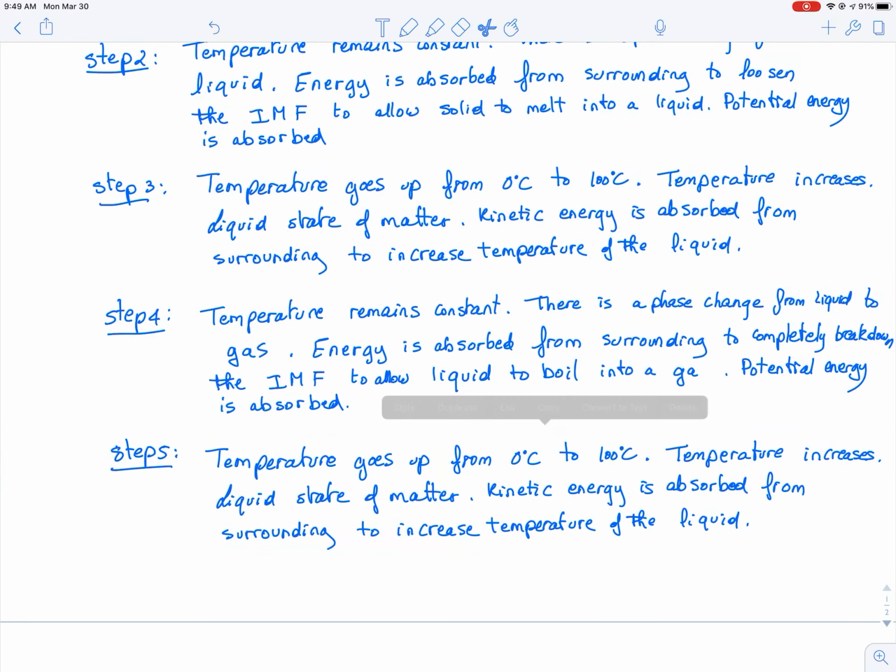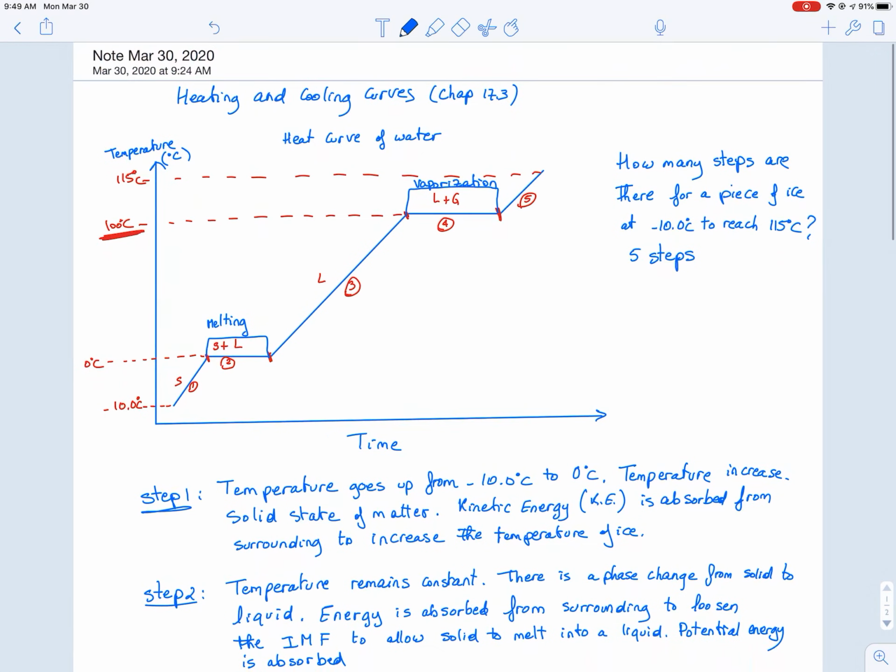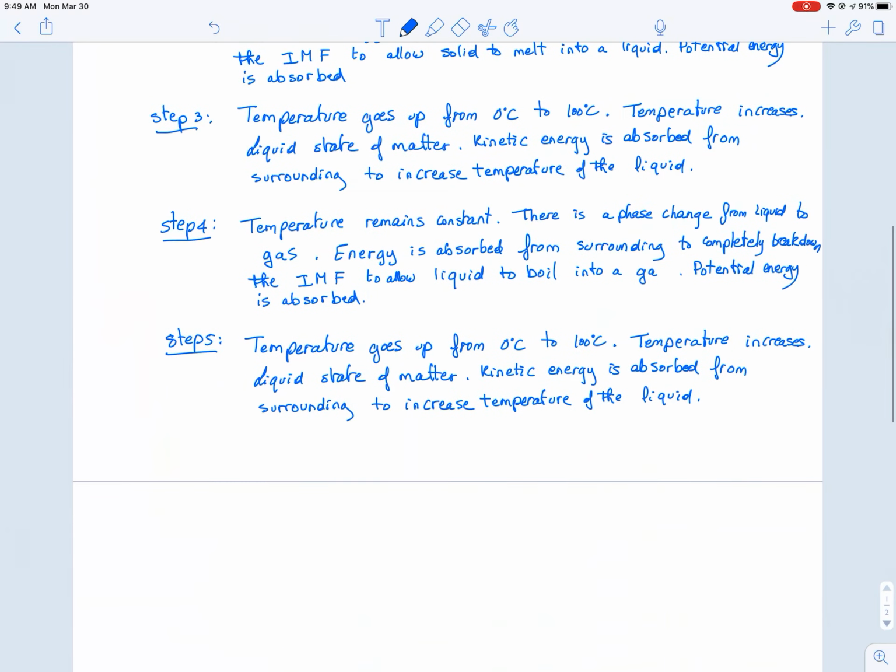So in this step 5 here, what's going on? Temperature goes up from, well, not from 0 to 100, but from 100 to 115. That's how I know, just by looking at that question over here and by looking also over here. So temperature goes up from 100 degrees Celsius to 115 degrees Celsius.